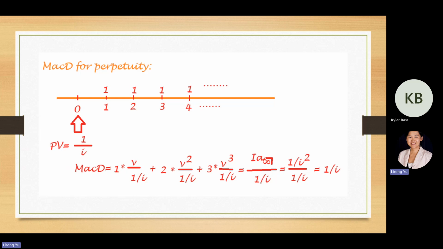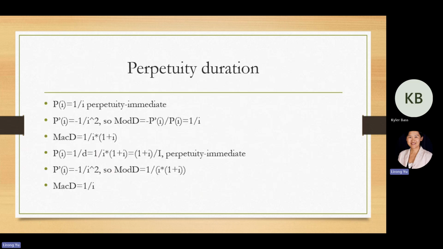For one, if present value is 1/i, you can find the derivative. Derivative of 1/i is negative 1/i squared. So the modified duration is negative P prime of i over P(i), which then is 1/i. So the modified duration is actually 1/i. And therefore Macaulay duration will be 1/i times 1 plus i. That's for perpetuity immediate.